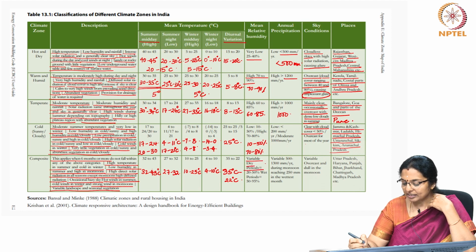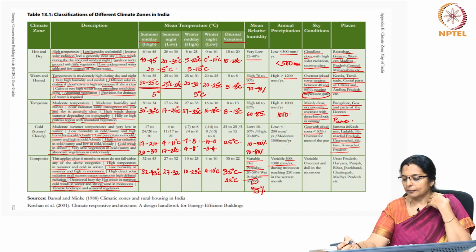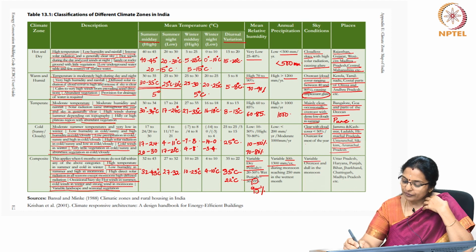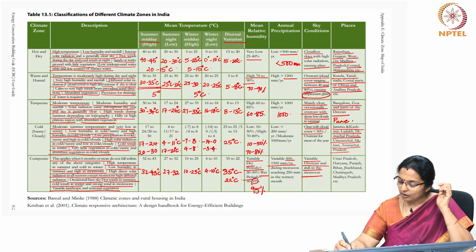During dry periods, it is 20 to 50%. During wet periods, it can even reach 95%. Annual precipitation, again between 500 to 1300 millimeter per year during monsoon, reaching 250 mm in the wettest month. Sky condition is variable. It's overcast and dull in the monsoon. Places include Uttar Pradesh, Haryana, Punjab, Bihar, Jharkhand, Chhattisgarh, Madhya Pradesh, etc.